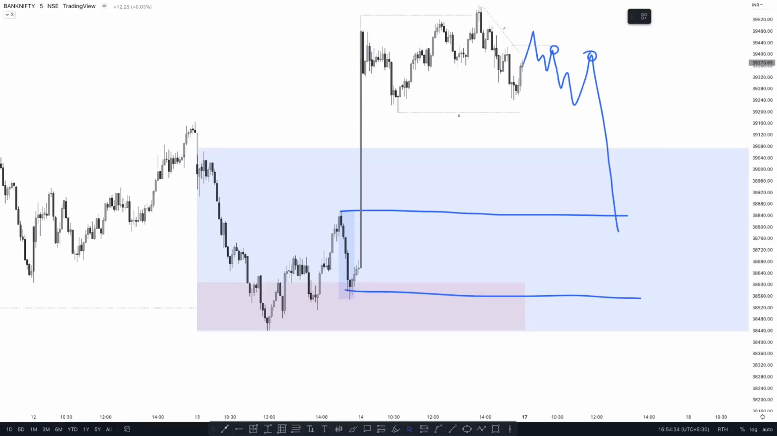BTC quick view. I already talked about Bitcoin. You can watch it later.